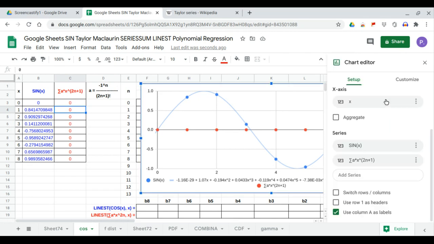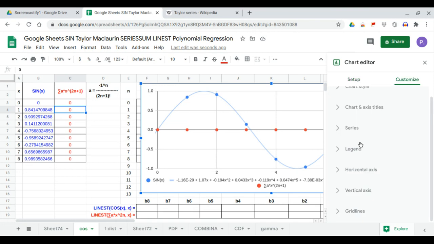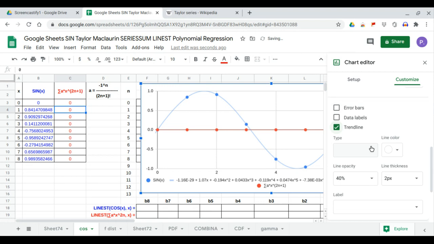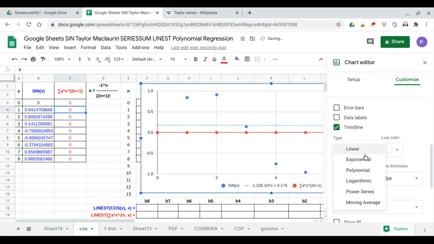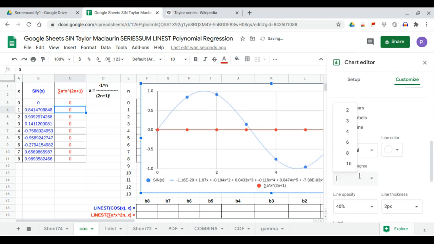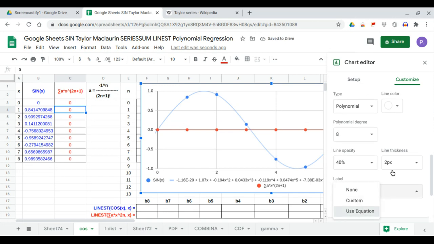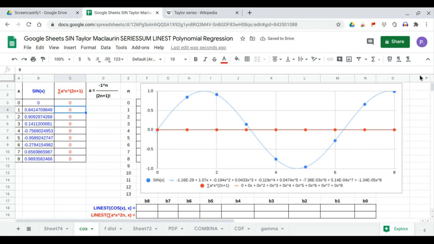So edit chart, series, trend line, polynomial to the 8th degree. And show the equation as labeled. So here we have the equation. We can continue with the coefficients.